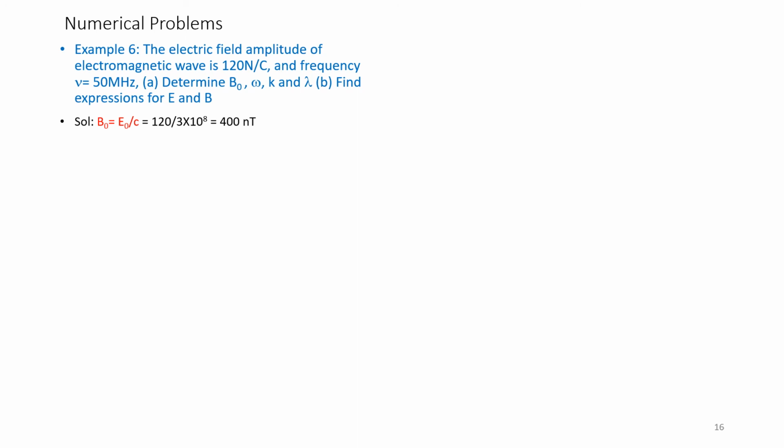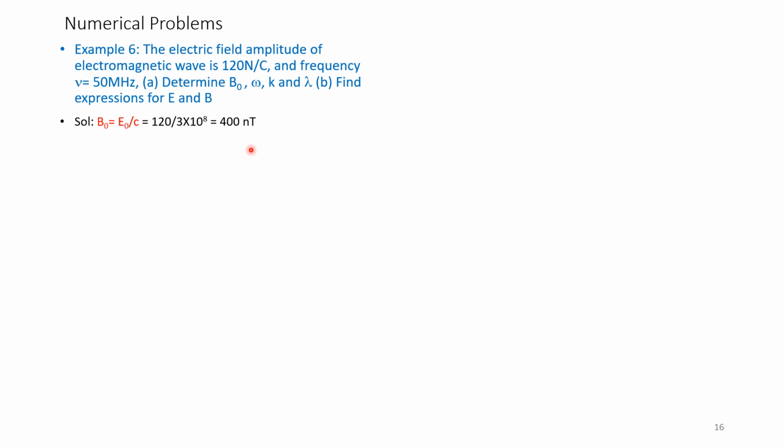We know B naught is equal to E naught by c. So, E naught is given as 120 newton per coulomb. Therefore, 120 divided by c, 3 into 10 to the power of 8, that is equal to 400 nano Tesla.